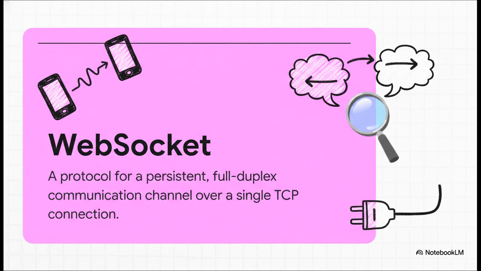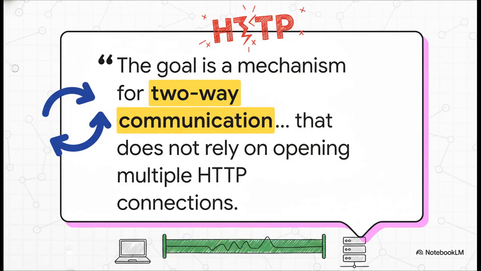Let's break down those fancy words. Persistent just means the connection stays open. It's like keeping a phone line open instead of hanging up and redialing every time you want to say something. And full duplex, that means both you and the server can talk at the same time whenever you want. It's a real conversation. And hey, don't just take my word for it. The people who literally wrote the rulebook for this, in the official standard called RFC 6455, they spelled it out pretty clearly. The goal was to stop abusing HTTP and create a proper tool specifically for two-way communication.